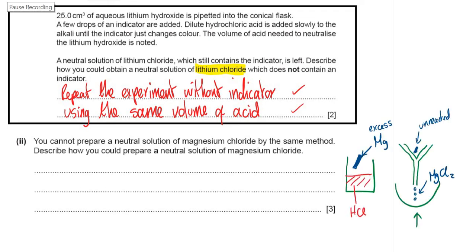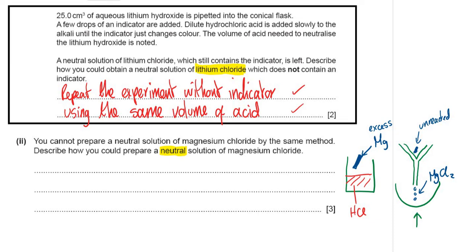There are many ways to do this. We could add magnesium metal to a known volume of hydrochloric acid, and we would just keep adding magnesium metal until no more magnesium would dissolve. It would fizz, it would get hot, because it's an exothermic reaction, and we just keep adding it in excess until no more reacts. Then we know that all the acid has been used up. So now we have a neutral solution, because the question's asking us to make a neutral solution.